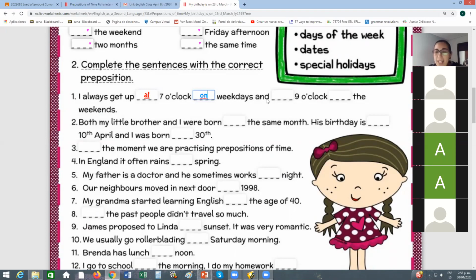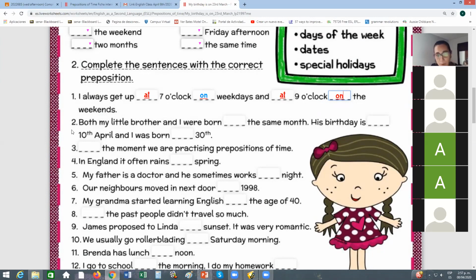On weekdays and at 9 o'clock. At 9 o'clock. At the weekend, 9 o'clock. On the weekends. On the weekend. Let's see what Carlito says. On the weekends. Okay. That is a routine, no? Let's suppose in our case.